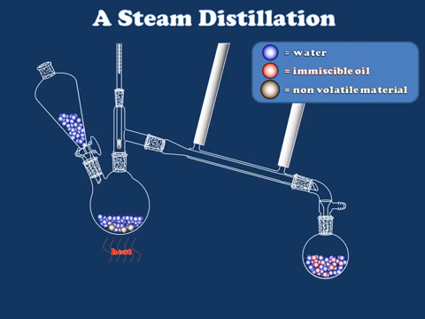Notice what we've accomplished is that the red immiscible oil material has been removed from the brown non-volatile material using water as the medium. Now, separation of water from the immiscible oil is very simple. That can be achieved usually by liquid-liquid extraction. And at this point, we've accomplished our goal. And this is how steam distillation works.